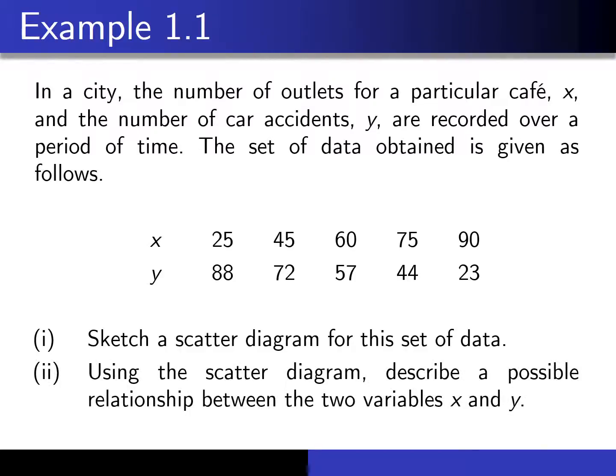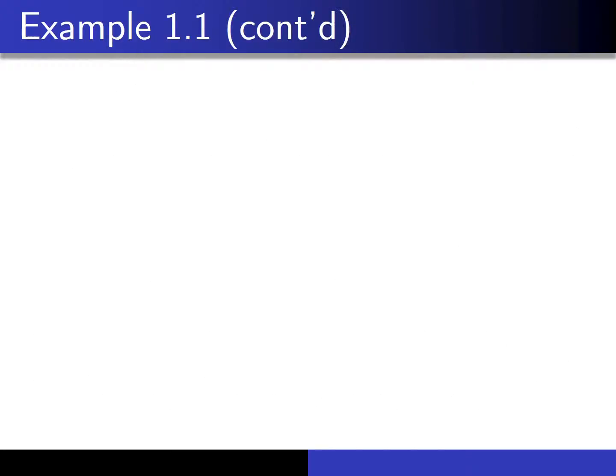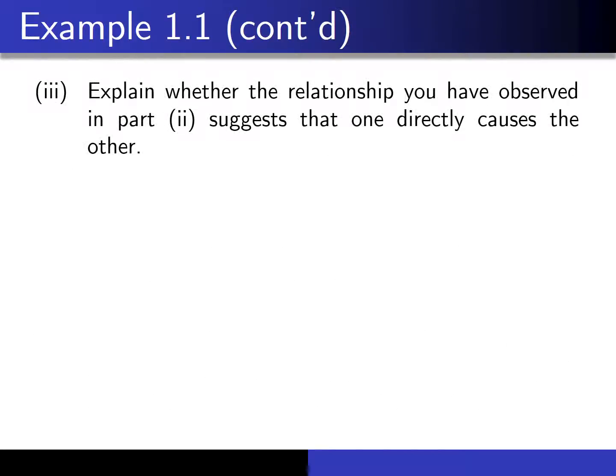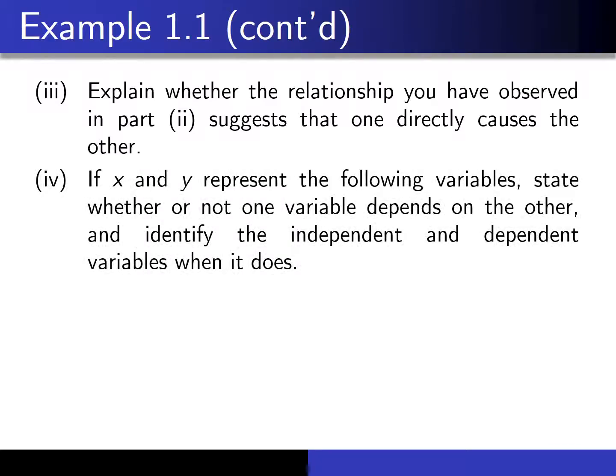Part 2. Using the scatter diagram, describe a possible relationship between the two variables x and y. Part 3. Explain whether the relationship you have observed in Part 2 suggests that one variable directly causes the other variable. Part 4. If x and y represent the following variables, state whether or not one variable depends on the other, and identify the independent and dependent variables when it does.